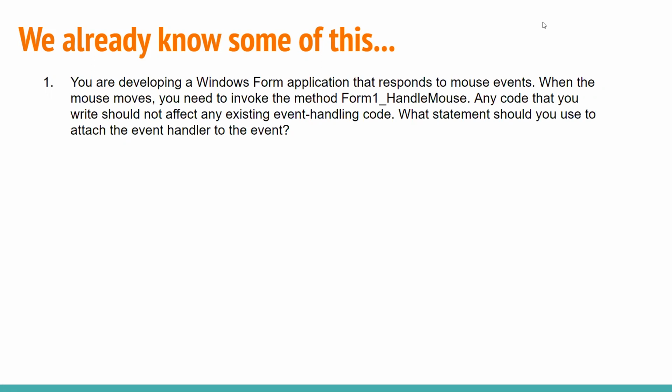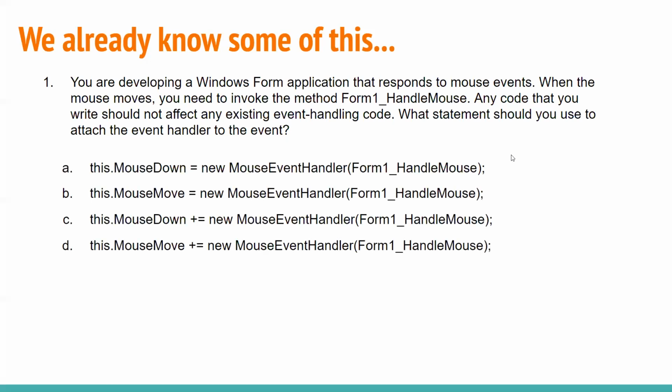But I think you guys will probably be able to answer it now. So the question is, you are developing a Windows form application that responds to mouse events. Okay, so movements or clicks of the mouse, whatever. When the mouse moves, you need to invoke the method form1_handle_mouse. Okay, so there's a method called form1_handle_mouse, and we need to invoke it when the mouse moves. Any code that you write should not affect any existing event handling code. What statement should you use to attach the event handler to the event?